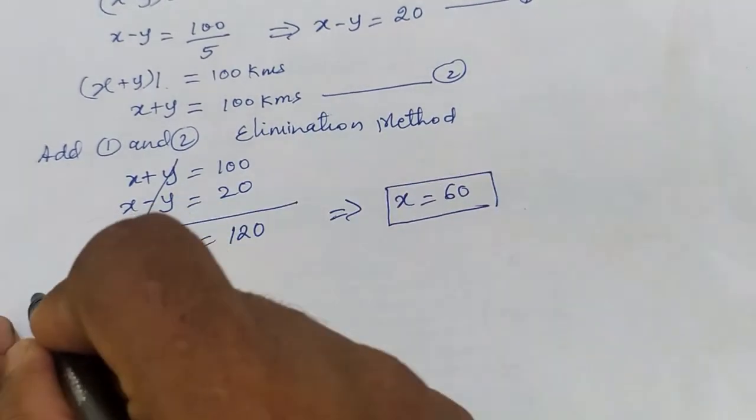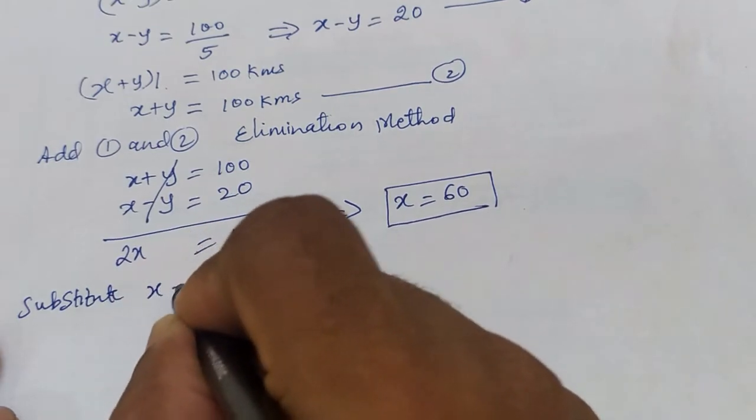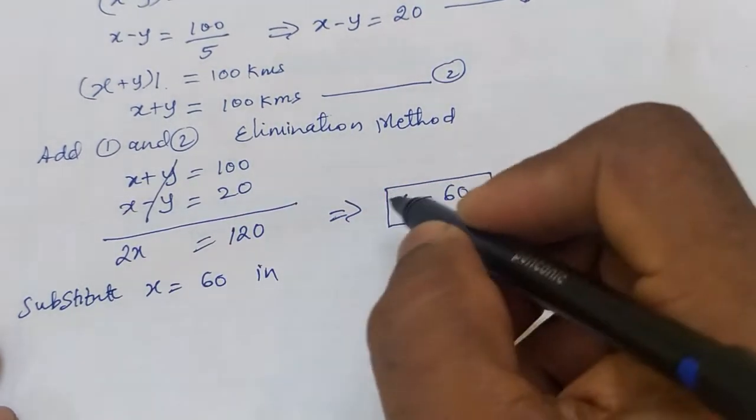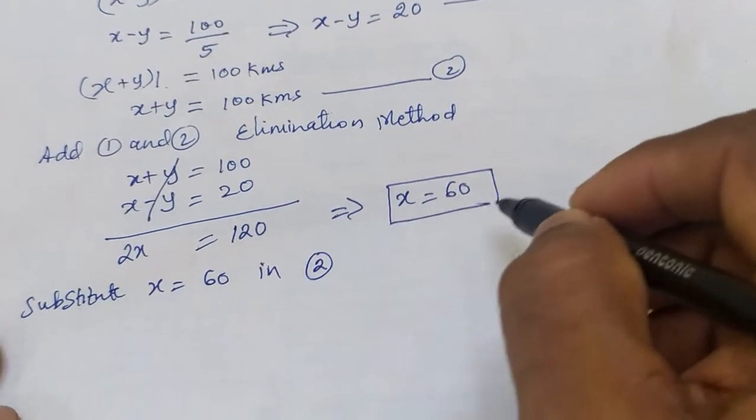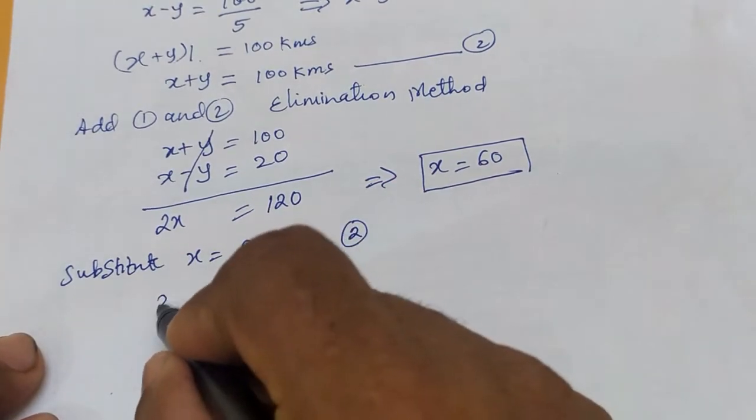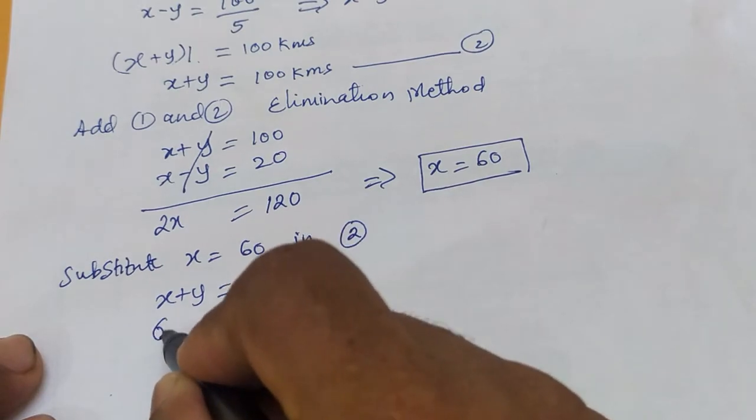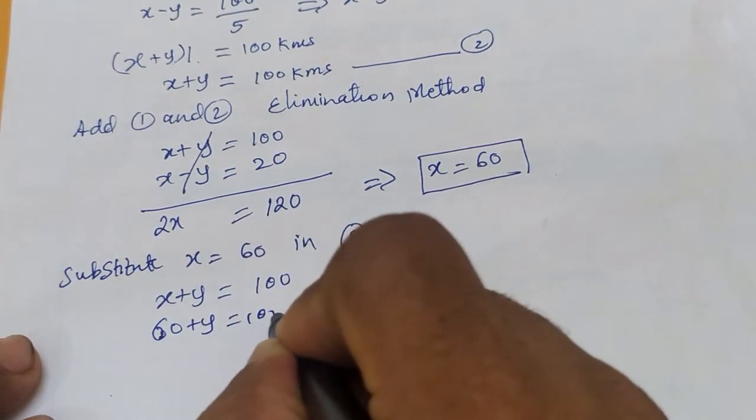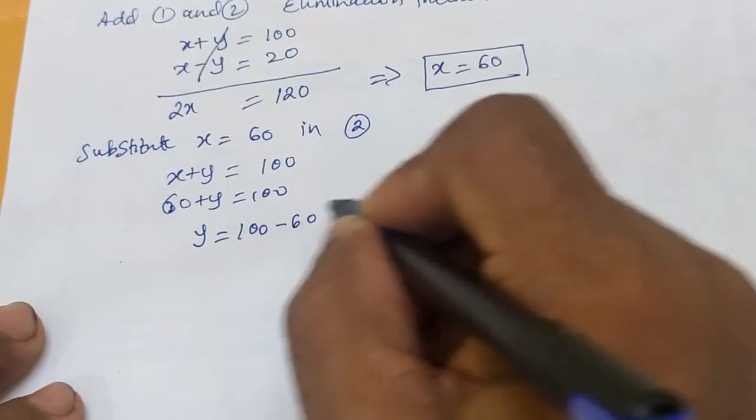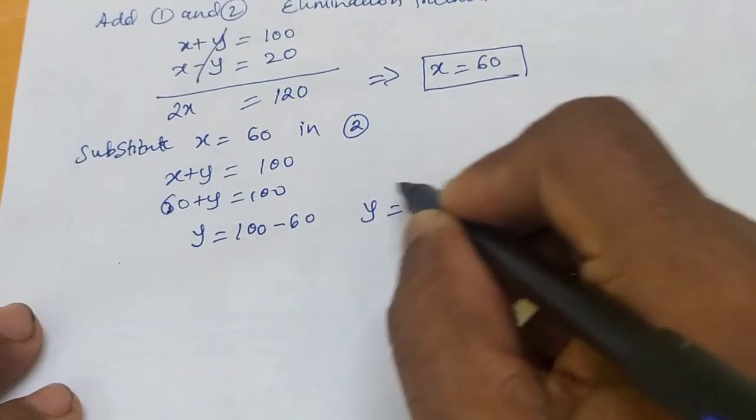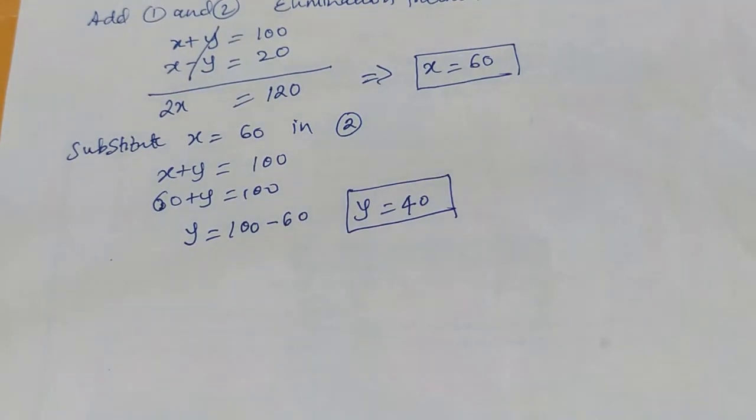Let us see. We will substitute x is equal to 60 in equation 2. So x plus y is 100. So 60 plus y is 100. So y is 100 minus 60. So y we get 40. So this is the answer.